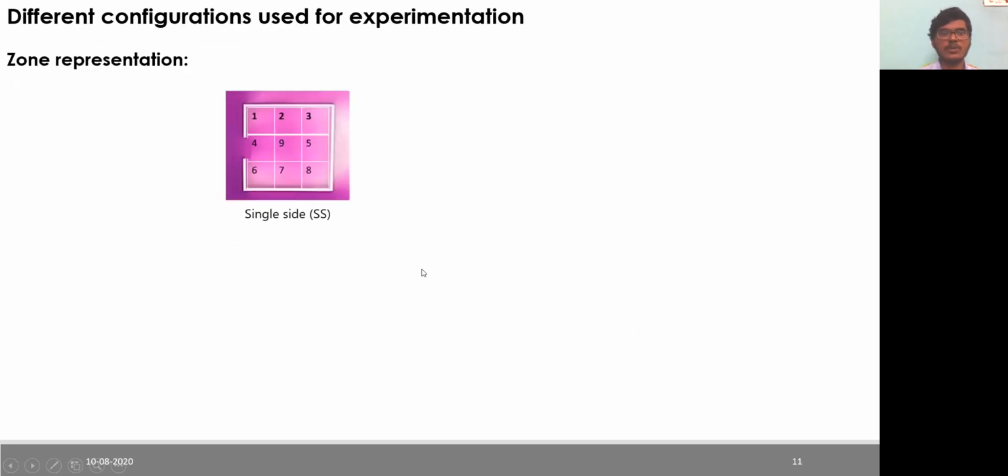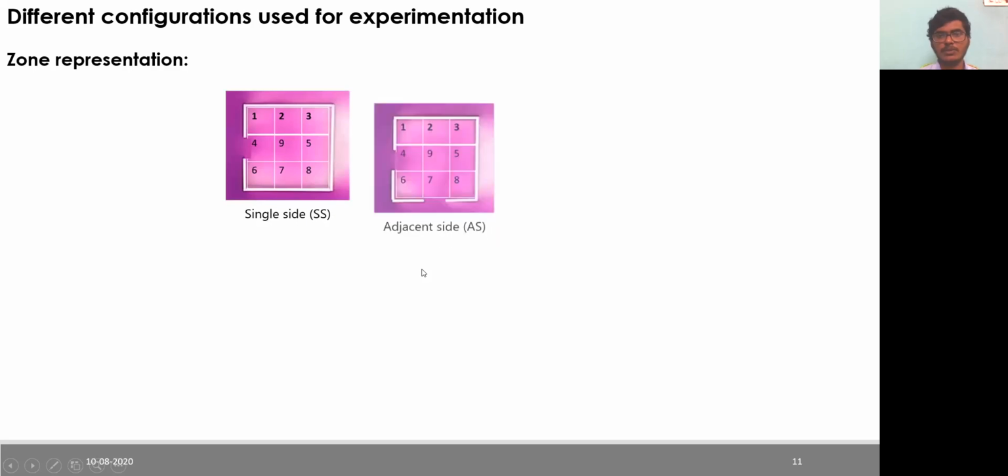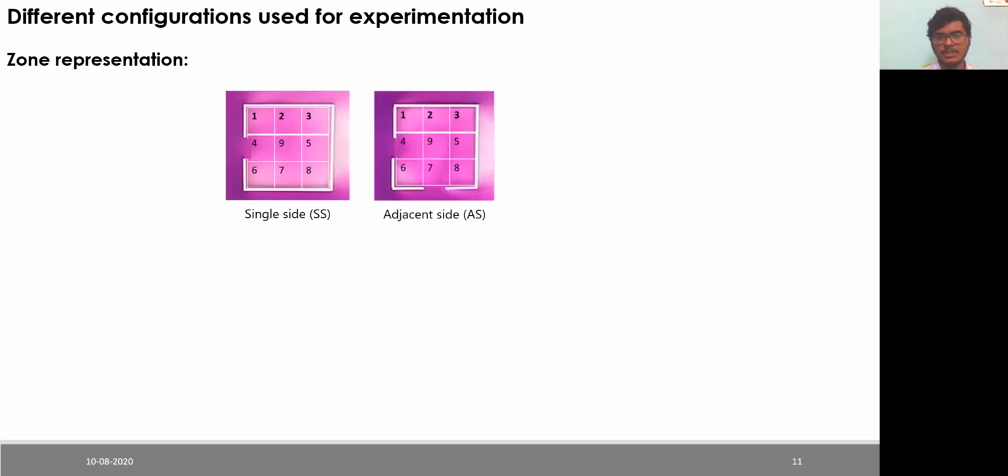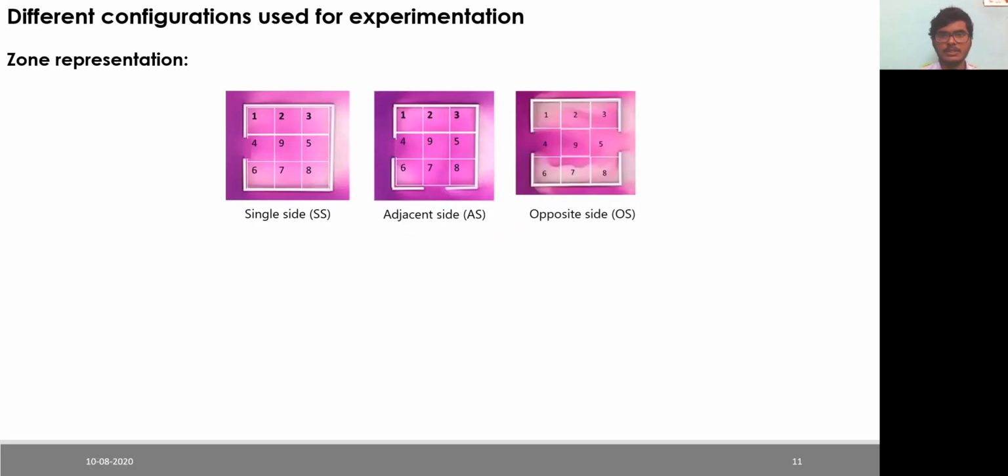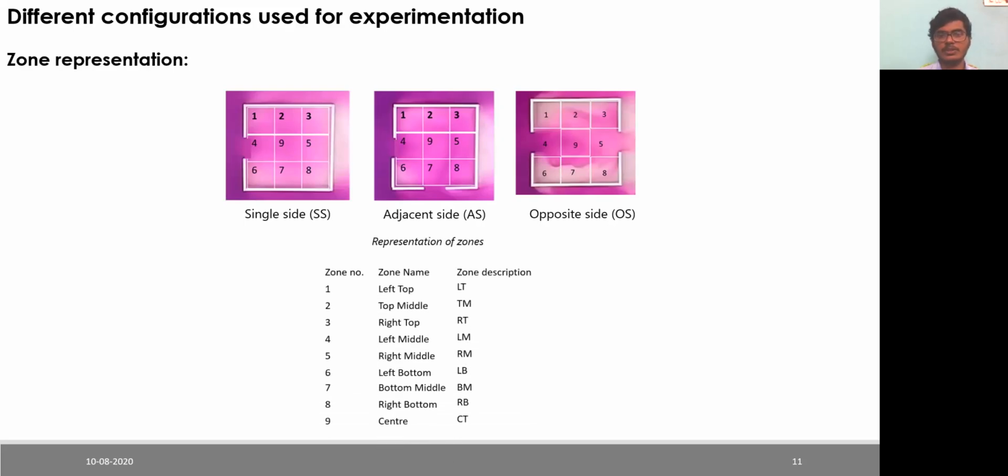So I have done experiments for 3 different configurations. First one is the single side, second one is the adjacent, and third one is the opposite side. And all these configurations are divided into 9 zones for ease of calculation and to see the effect of each zone, how the ventilation is performing. And here you can see the table of this representation of these zones.